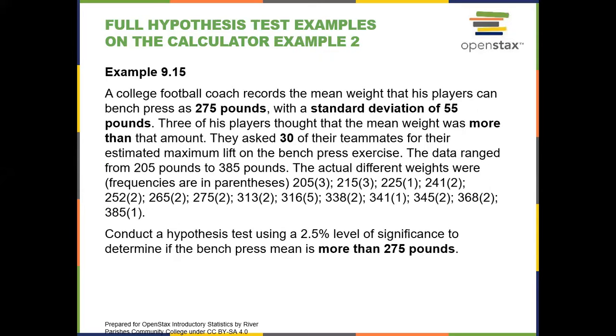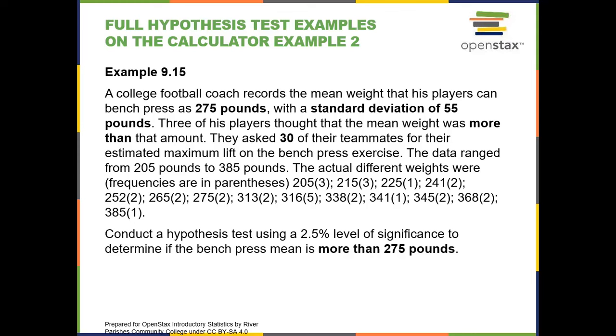The college football coach records the mean weight that his players can bench press as 275 pounds. So the population mean is 275 pounds with a standard deviation sigma of 55 pounds. Three of his players thought that the mean weight was more than that amount. Okay. So the alternate is mu greater than 275.